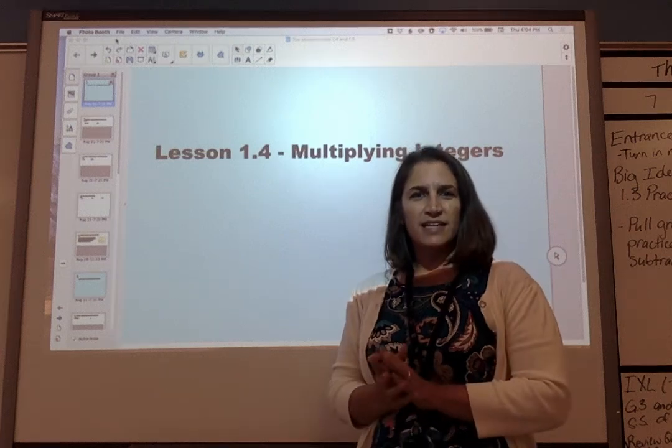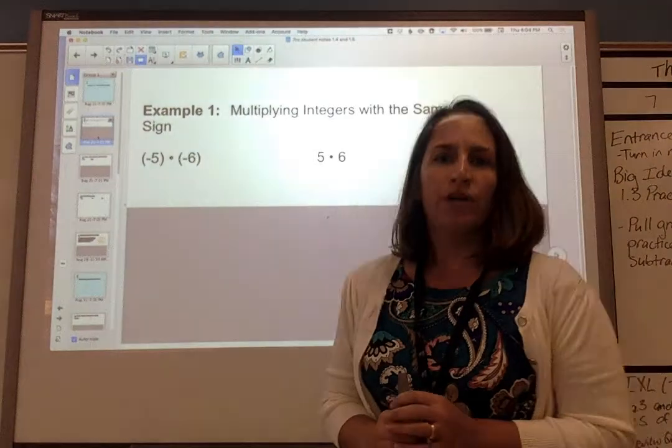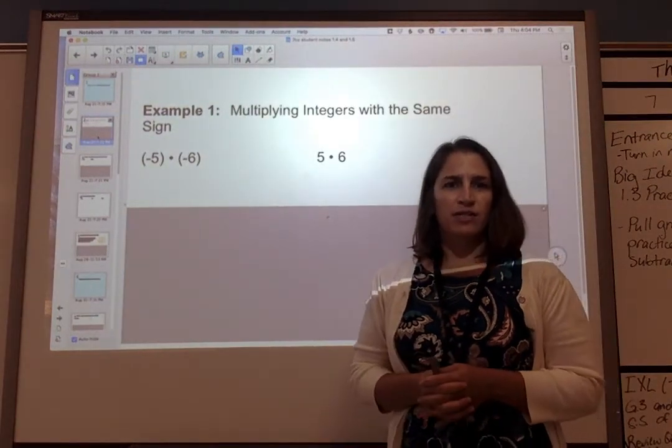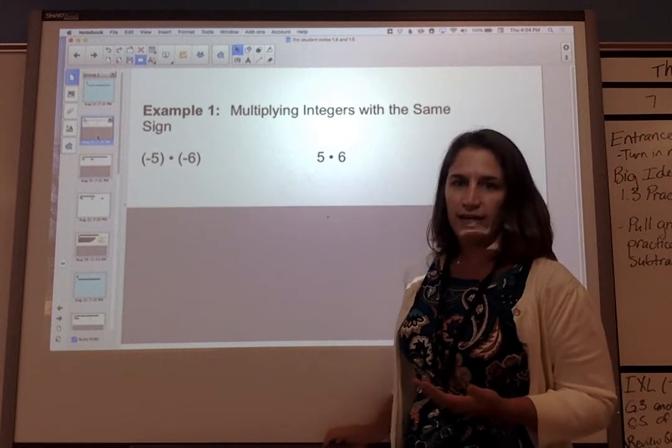Students, today's lesson is on multiplying integers. To start with, we're going to go ahead and multiply some integers that have the same sign. So we talked about this in class already.